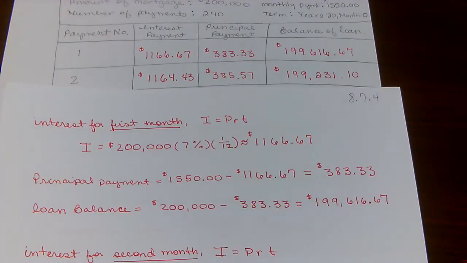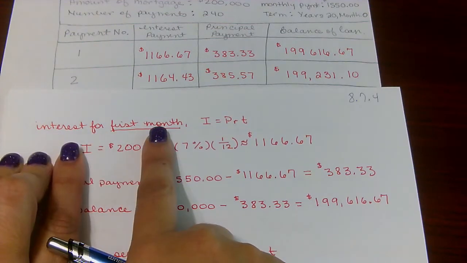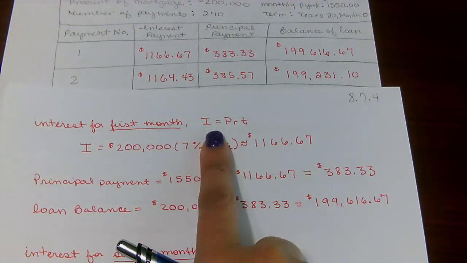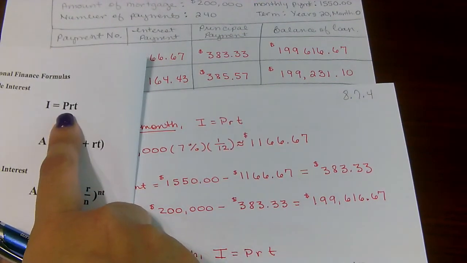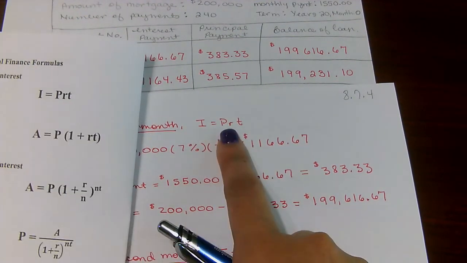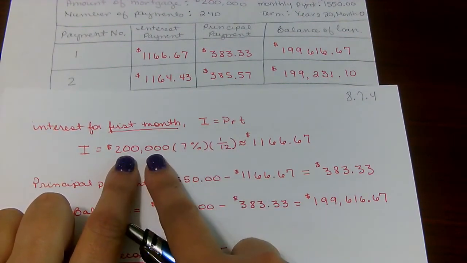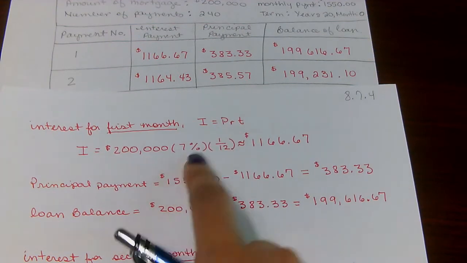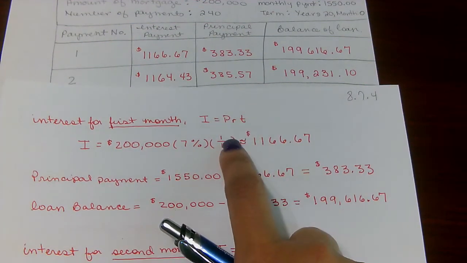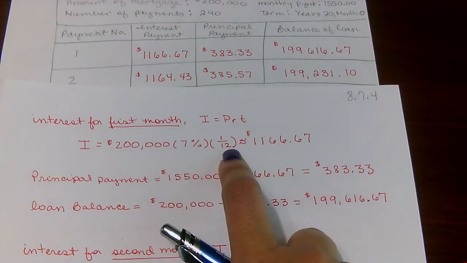As you can see here, we're going to start by calculating the interest for the very first month. We are using our simple interest formula located here on your formula sheet. This was from section 8.3. Our principal is going to be $200,000. Our rate is still 7%. Our time in this case is going to be 1 out of 12. Since this is a monthly payment, we're breaking this up to a 12th of a year.